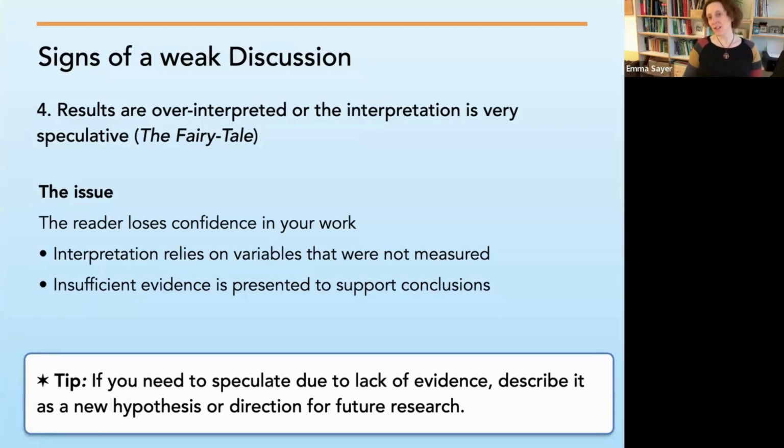And one way of avoiding this, like I said, is to limit the speculation to the bare minimum. But also, if you really need to speculate for lack of evidence, you might be able to describe that as a new hypothesis or a direction for future research. So you've got this interesting result, you can't interpret it, you haven't found any other papers that might help you interpret it, therefore it's something that we might need to know. So that's a good way of addressing this problem.